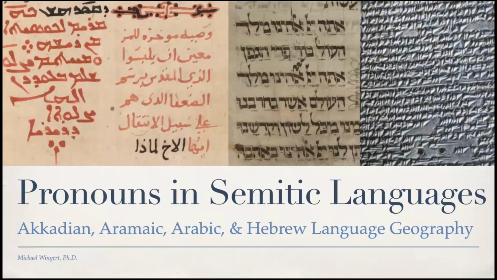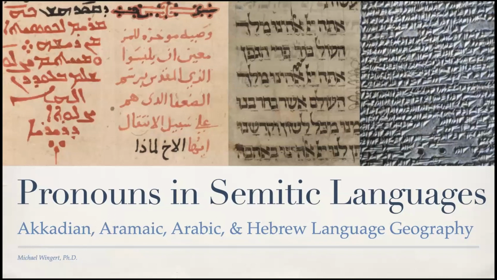Welcome back, everybody. Today, we're going to look at something pretty simple. We're going to look at pronouns in Semitic languages, and I've just selected Akkadian, Aramaic, Arabic, and Hebrew in order to talk about something called language geography. In other words, where do we live, and how does our neighborhood impact our speech?